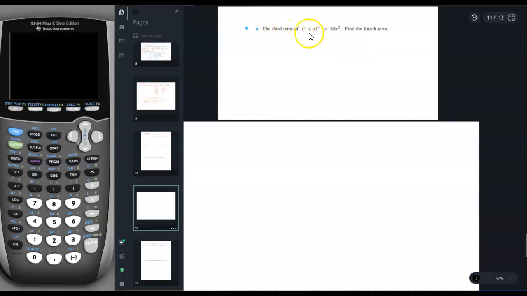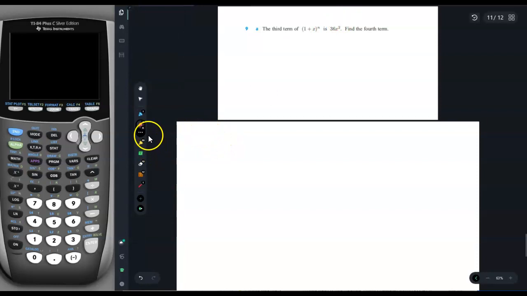The third term of (1 + x)^n is 36x squared. Find the fourth term. You might say, oh my god, look at this, I don't know what the n value is. This is the first time this ever happened. Well, sometimes it's going to happen. Okay, all right, so I'm going to copy the problem down here.